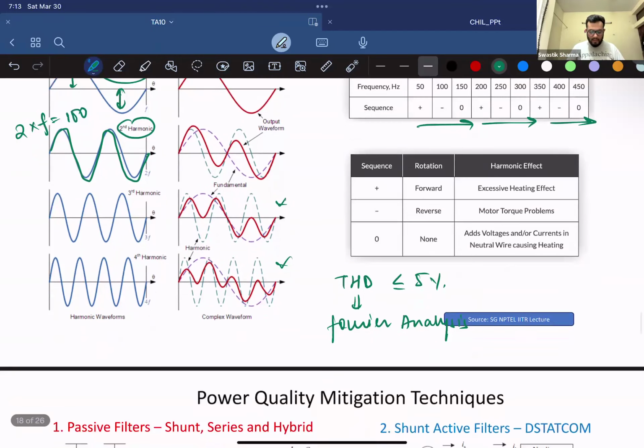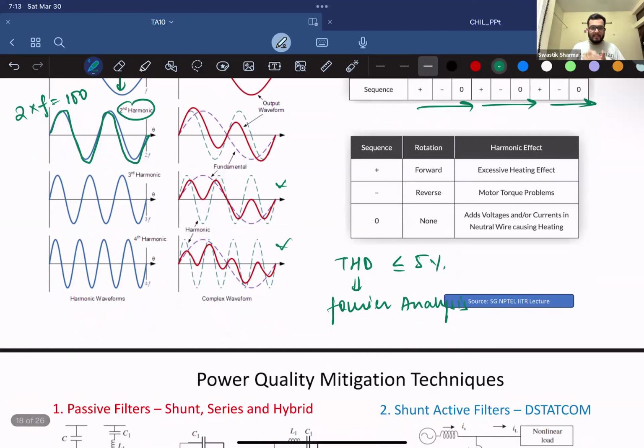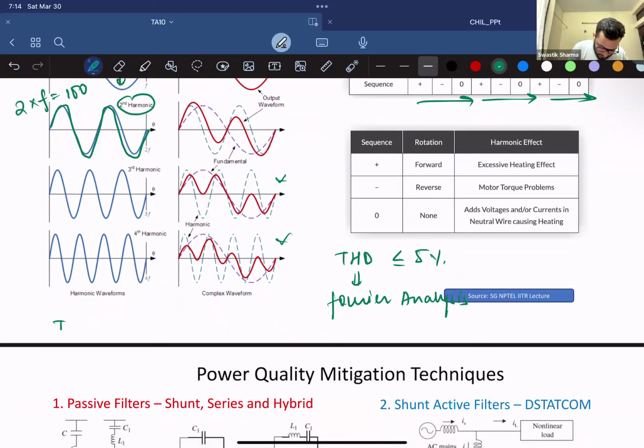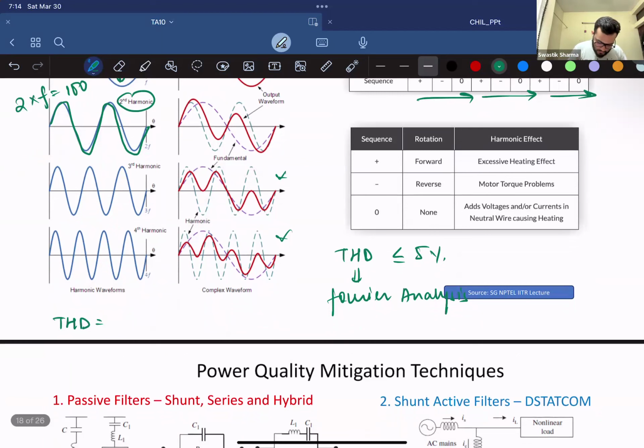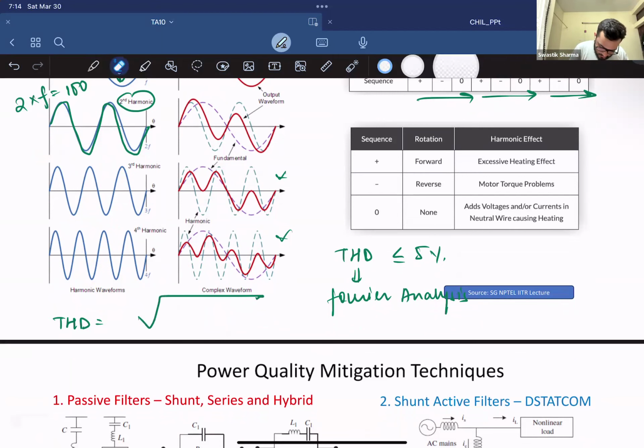So this is something that you do. Fourier analysis tells what is the magnitude of the frequency component present in your system. And then it checks the THD of the system. So THD is, let's say you're checking, it could be of voltage or current.